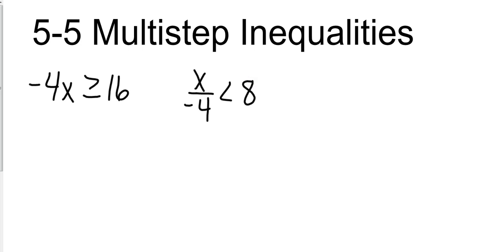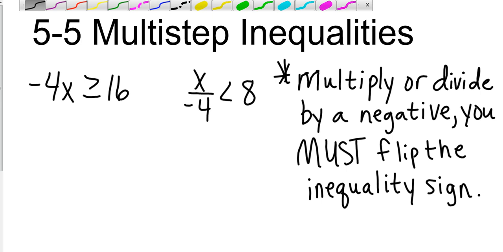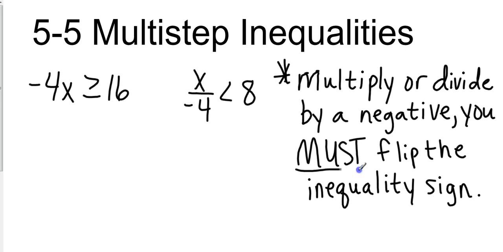Okay, we're going to be multiplying and dividing by negative numbers, and there is a specific rule. Here's our rule. When you multiply or divide by a negative number, you must, I cannot emphasize this enough, you must flip the inequality sign.